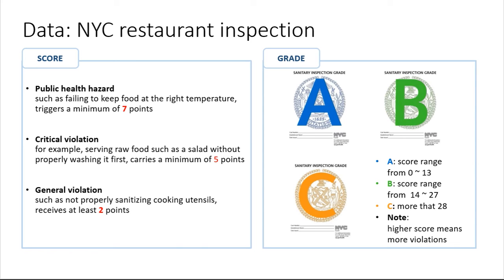This results in a score of 2 points. Now, when the final score has been calculated, the restaurant gets a grade. The restaurant gets an A if the score is from 0 to 13, a B if the final score ranges from 14 to 27, and a score above 28 results in a C.